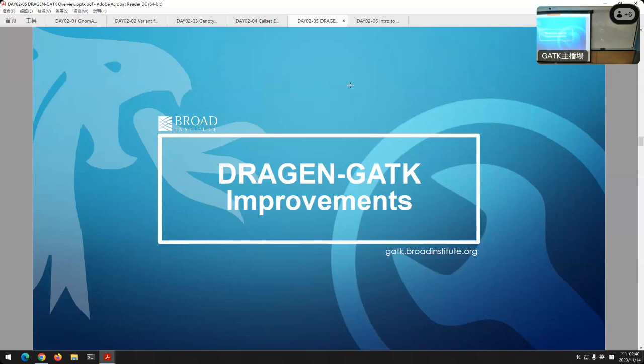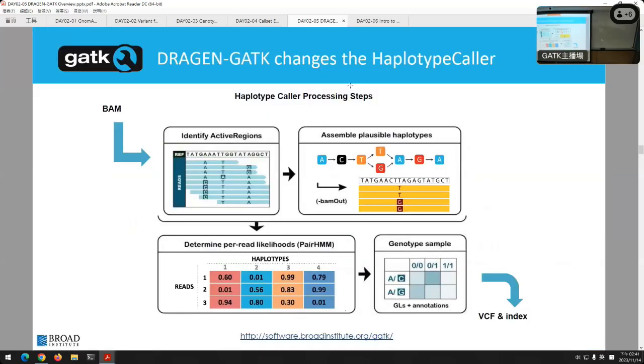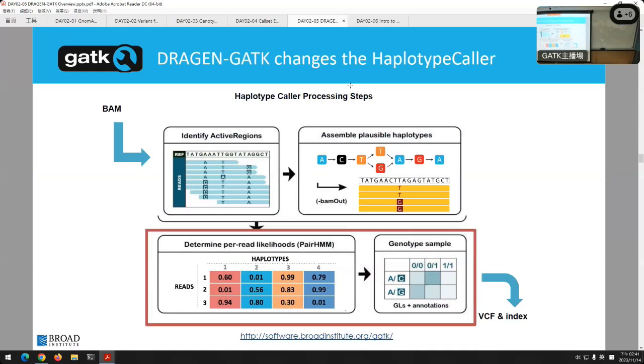So let's talk a little bit about what the improvements were and what they gave us. So DRAGEN-GATK changes the core GATK HaplotypeCaller a bit. There are modifications there. You remember the HaplotypeCaller. We've talked about that a bit. I think you've seen a version of this slide a few times. That's the part we're changing down there, okay?